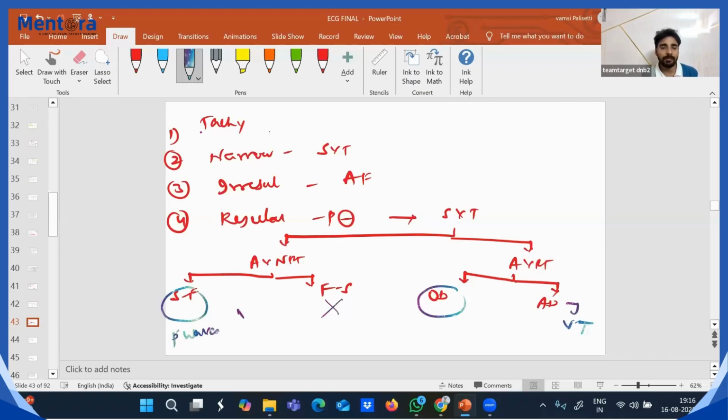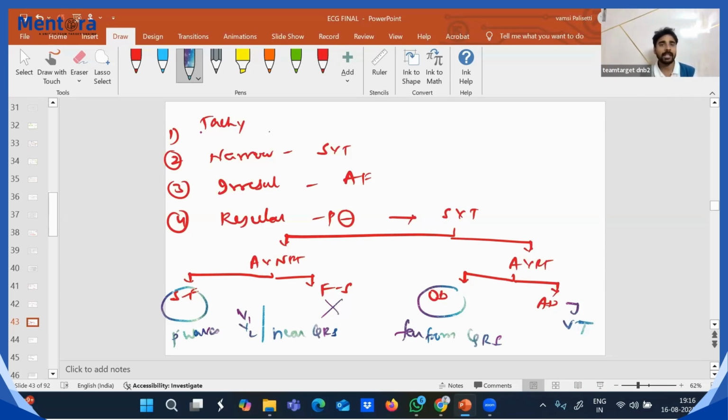right? If the P waves in V1, V2 are just near to the QRS complex, that is your AVNRT. If it is far from the QRS complex, that is your orthodromic AVRT, right? I think we discussed everything in detail. You just go to the previous lecture, it will be very easy. I just gave a flowchart of this.